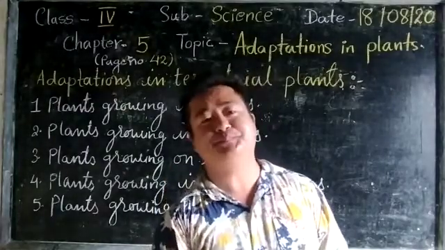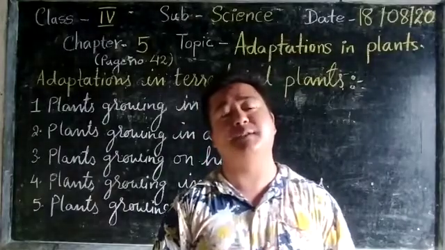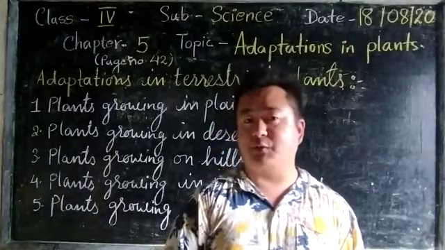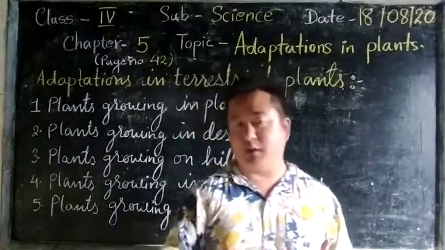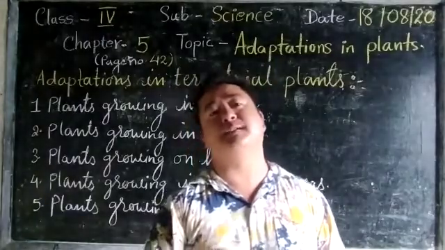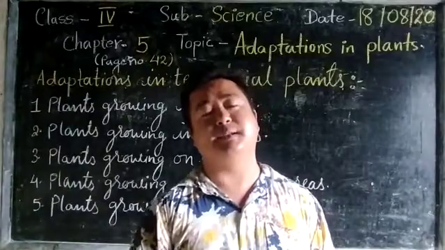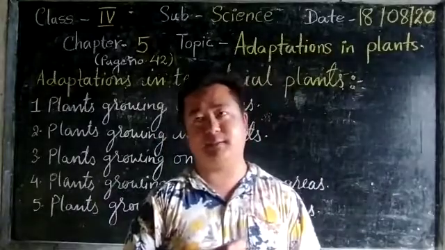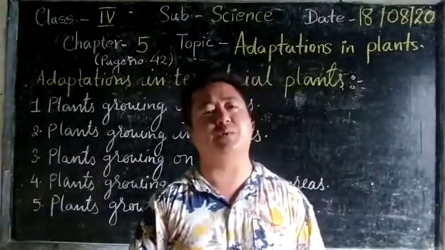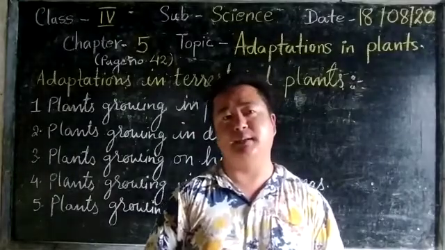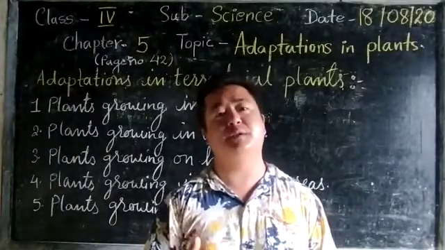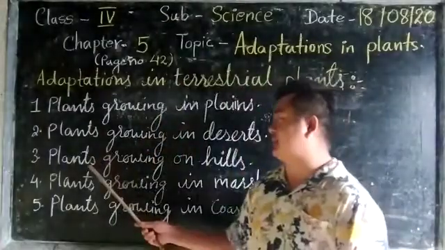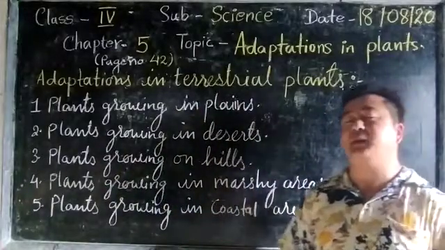The second is that the stems are always green, which carry out the process of photosynthesis. The food is stored in the stem, as well as the water, in order to provide food for the plant. Examples of plants found in the desert are cactus, mainly cactus, aloe vera also is one example, and date palm. These are the only trees that survive in the desert. Okay, let us move on to the next, that is plants growing on the hills.